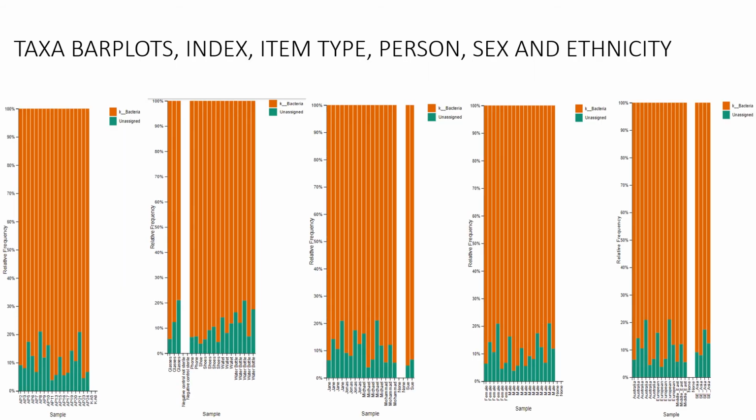Alright. So next I'm going to be talking about side-by-side comparison of taxa bar plots. After I did my analysis, I used taxa bar plots to visually compare and see the results that I've gotten. So basically I've talked about the indexes, item type, person, sex, and ethnicities in the bar plots, and you can see the results that negative control is empty, and that means it works.